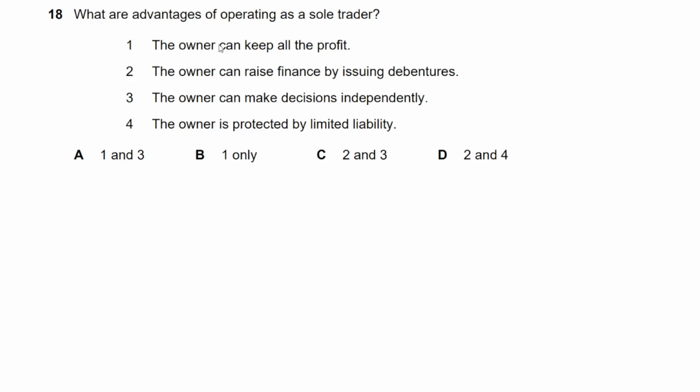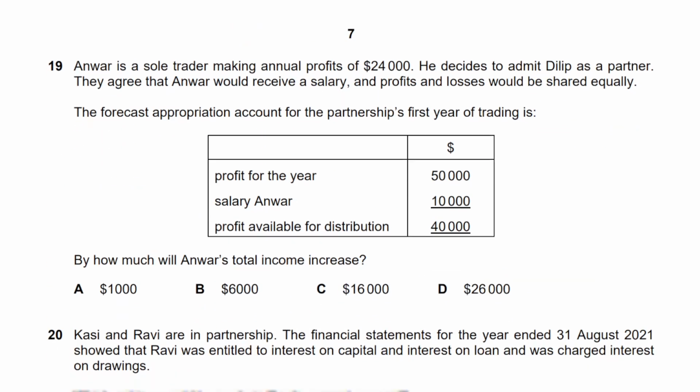Number 18. What are advantages of operating as a sole trader? The owner can keep all the profit. That is true. That is an advantage. The owner can raise finance by issuing debentures. No, they cannot. That's true in limited companies. The owner can make decisions independently. That's true. The owner is protected by limited liability. No, they're not. 1 and 3, A is the answer. Let's move on.